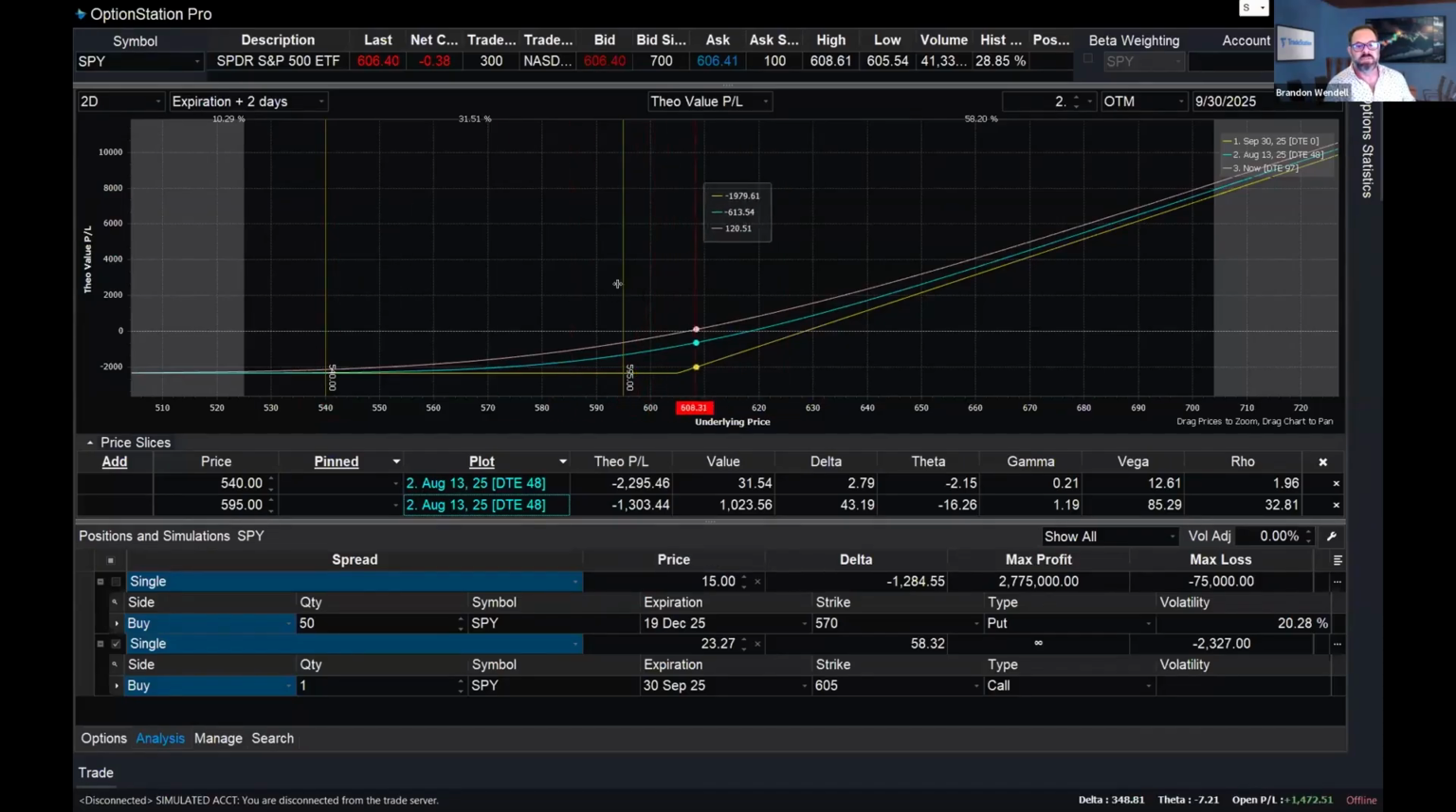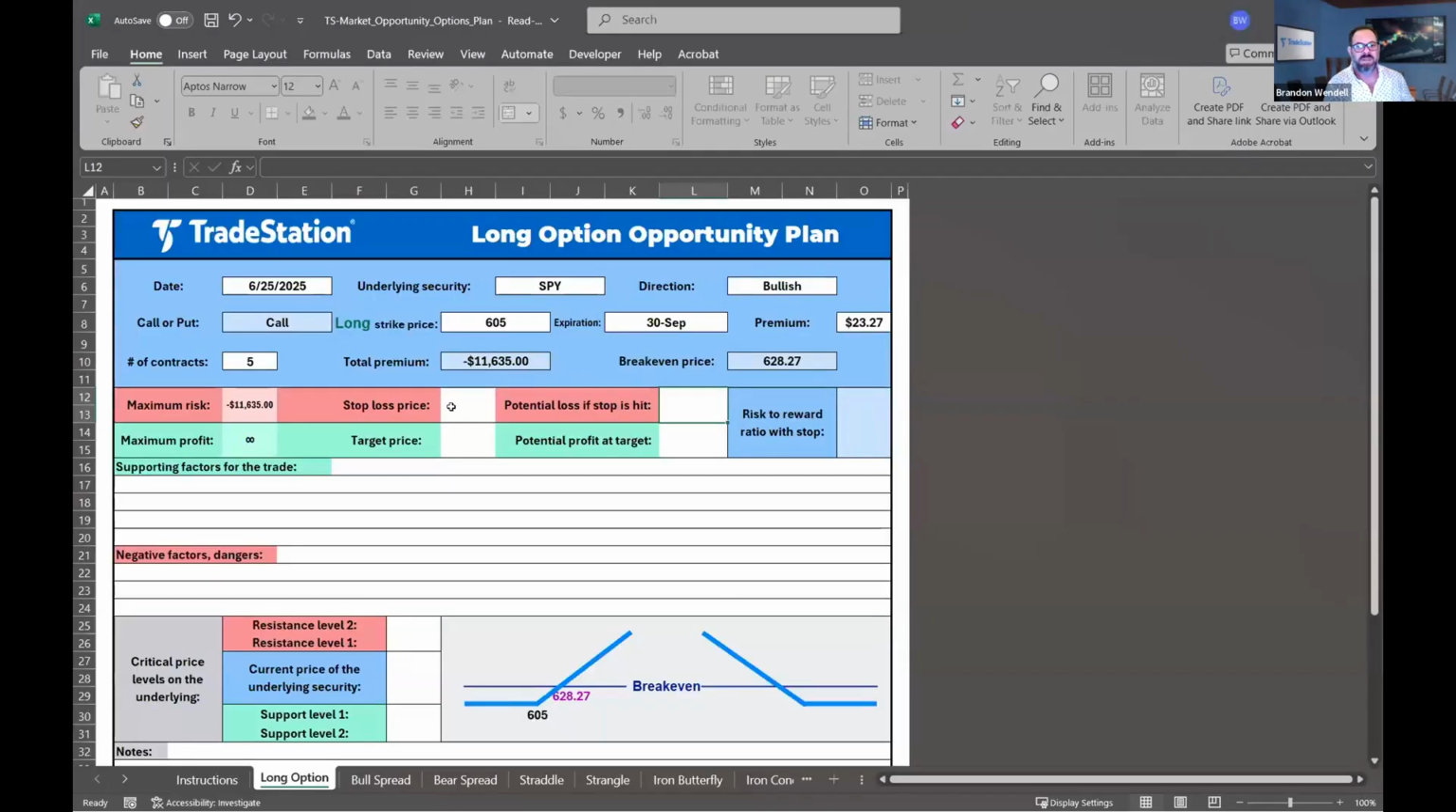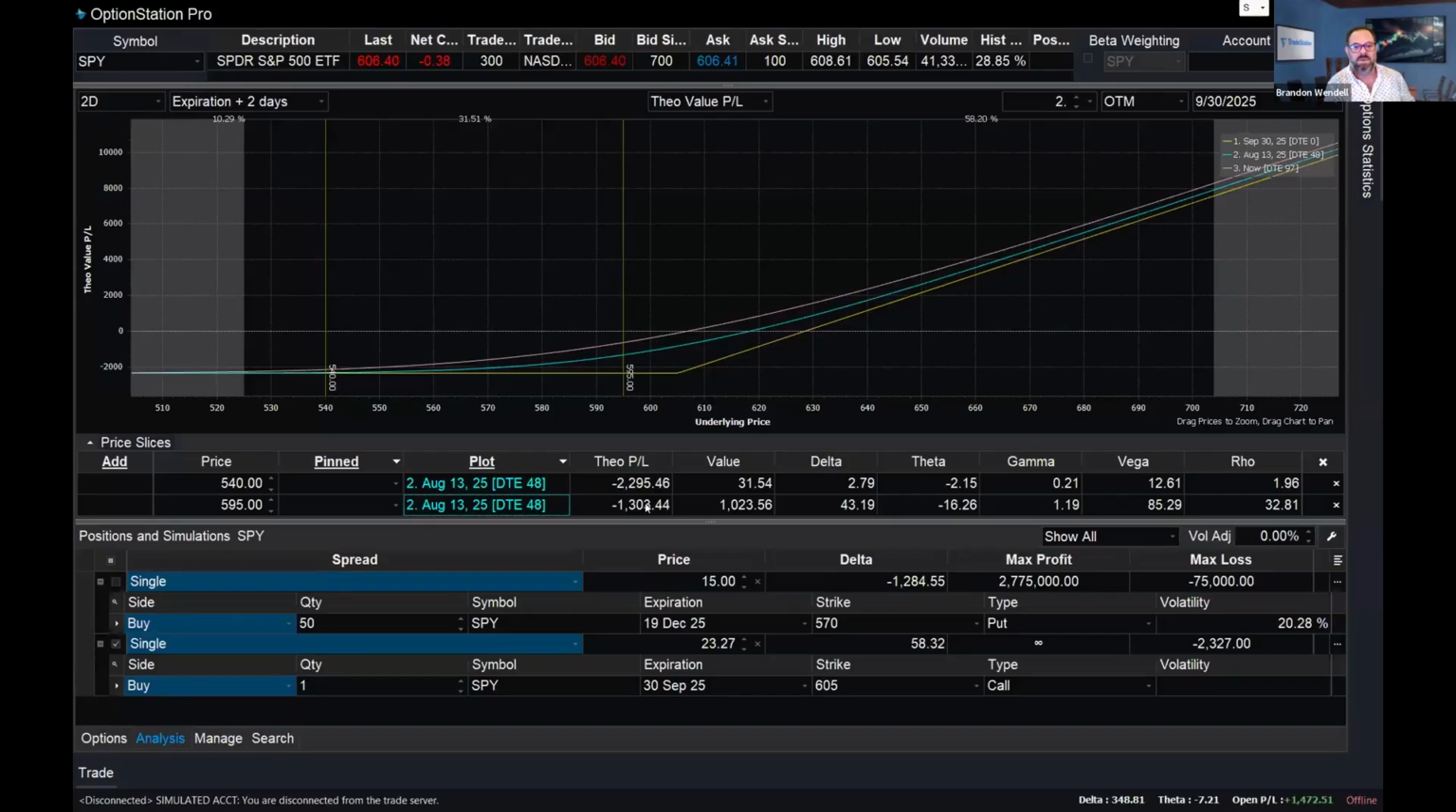If prices move down to $595 in, I guess it's about 40 or 50 days or so, I would lose roughly $1,300. I will not keep this long position typically when there's less than 30 days until expiration, because I don't want the time value to hurt me. So, stop loss price, I forgot what I said. Oh, $595. Potential stop loss if it is hit, $13.03.